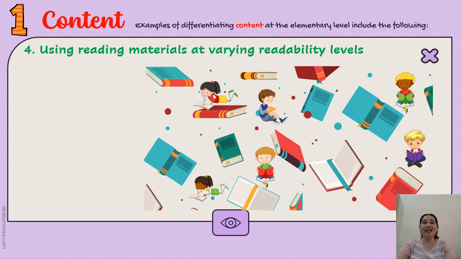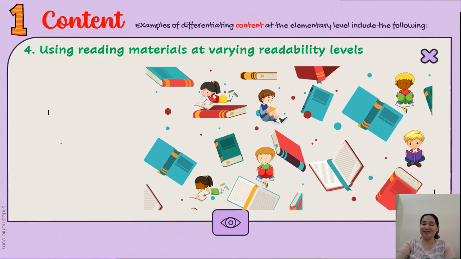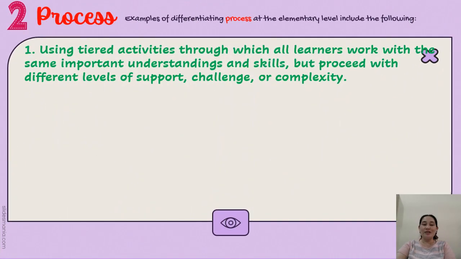Content differentiation is the process of altering the content or what of learning to match the abilities and prior knowledge of the students. Now, let's proceed to process. The first one is using tiered activities through which all learners work with the same important understandings and skills, but proceed with different levels of support, challenge, and complexity.